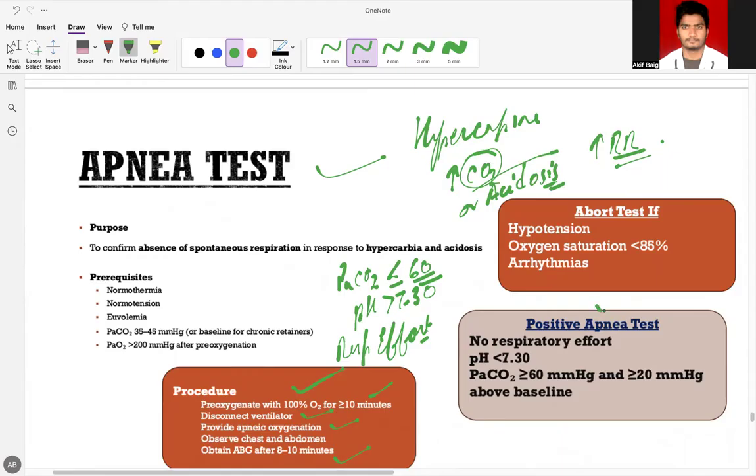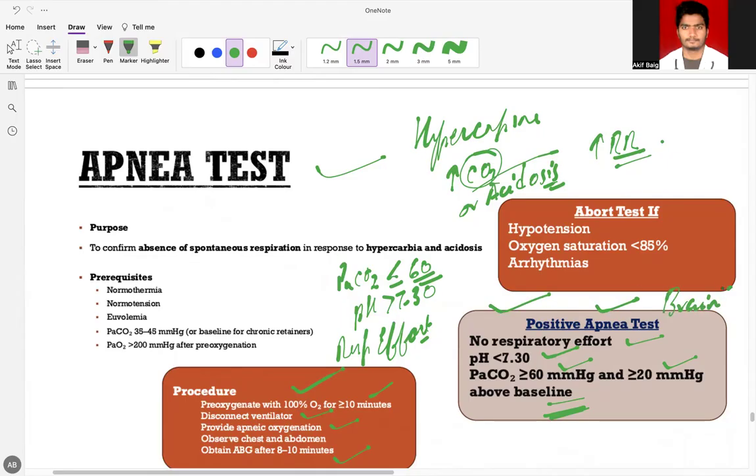In a patient with a positive apnea test, that means suppose the patient is not breathing at all, what will happen is that after giving oxygen, all this carbon dioxide will form, but it is not going out. So PaCO2 will increase to more than 60, or it may increase to more than 20 millimeters above baseline. There will be no respiratory effort, and the patient will go into acidosis. All these three things confirm that the patient has a positive apnea test. That means the patient is brain dead.